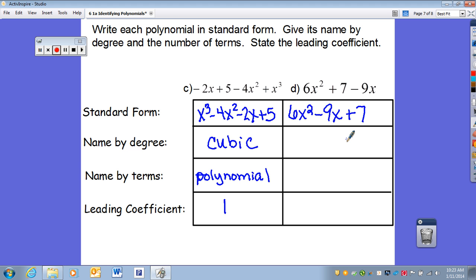We want to name this polynomial by its degree. It is to the second degree, and the name for the second degree is a quadratic. We need to count the number of terms. 1, 2, 3. There are 3 terms. This is a trinomial. And the leading coefficient, the number out front, is 6.